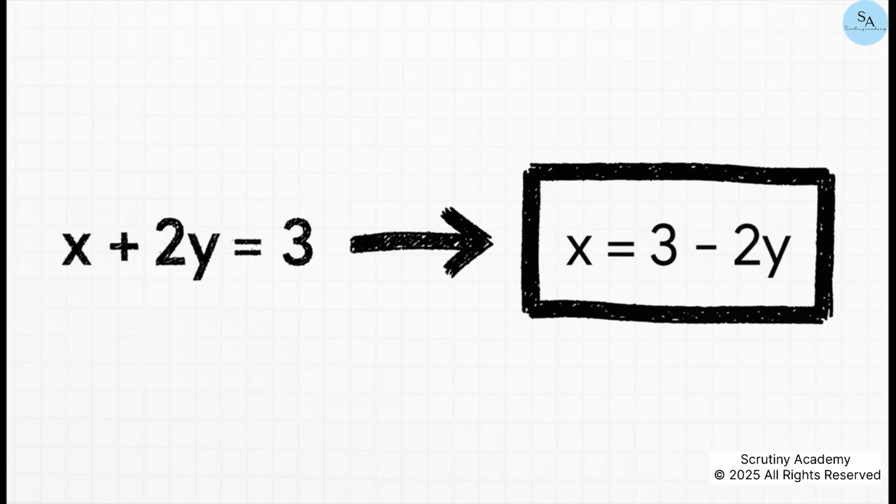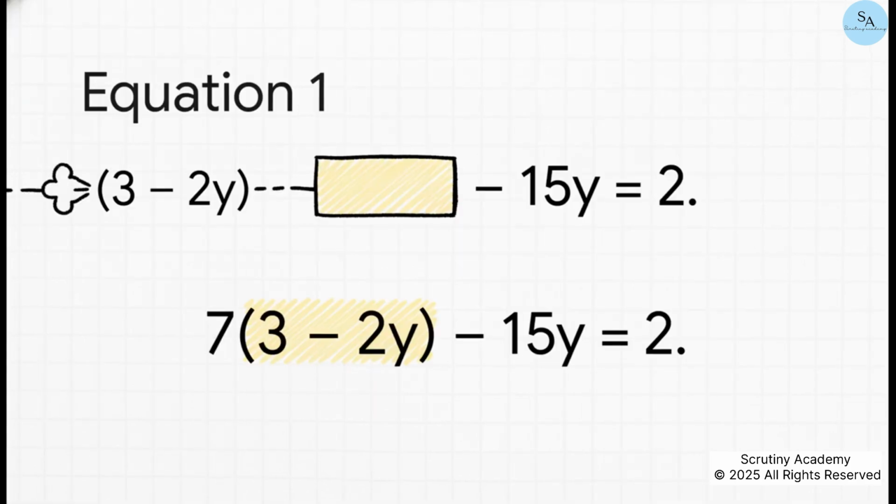And this right here, this is the move that cracks the whole thing wide open. Just by rearranging that second equation, we now have a new way to define x. We've basically said, hey, anytime you see an x, you can just think of it as 3 minus 2y instead. Now for the cool part. We take that new definition of x and we plug it right into the first equation. And just like that, poof, the x is gone. We're left with an equation that only has y's in it. And that is something we definitely know how to solve.